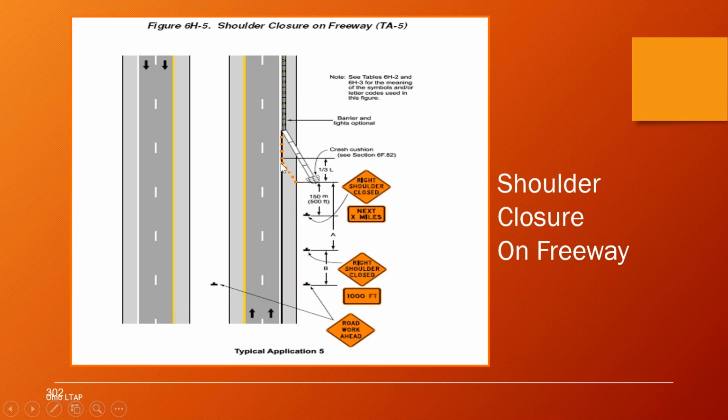And then they show this taper here is a shoulder taper, so that's equal to 1/3 the length of a merging taper. And then because it's a freeway, we also put in a barrier here. They talk about options because, again, we're dealing with high speeds, high volumes. We've got to use our options. So the barrier with lights makes it safer.